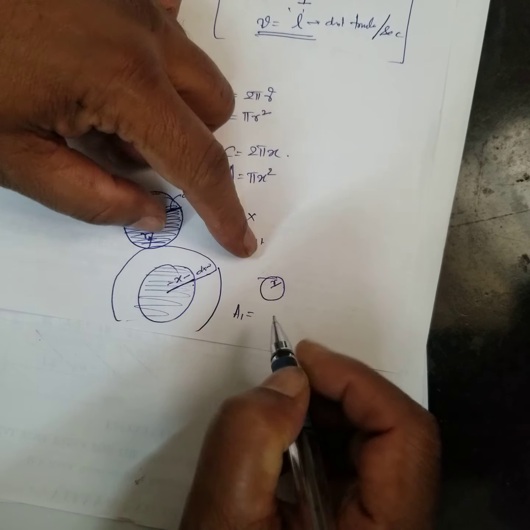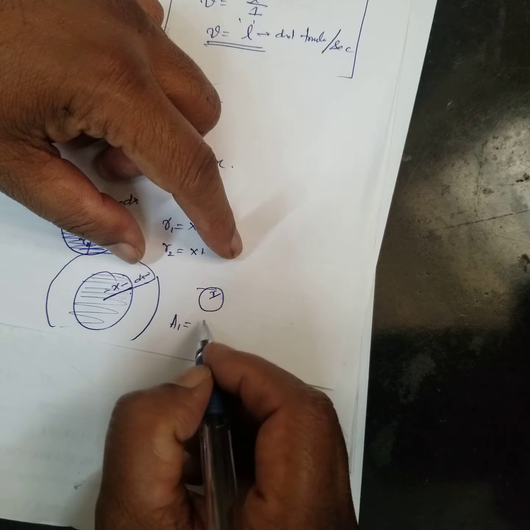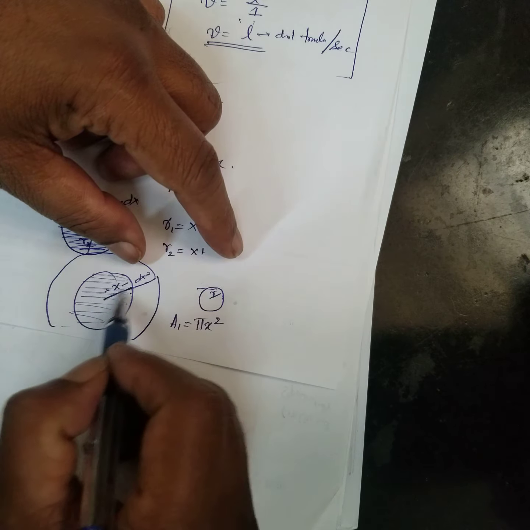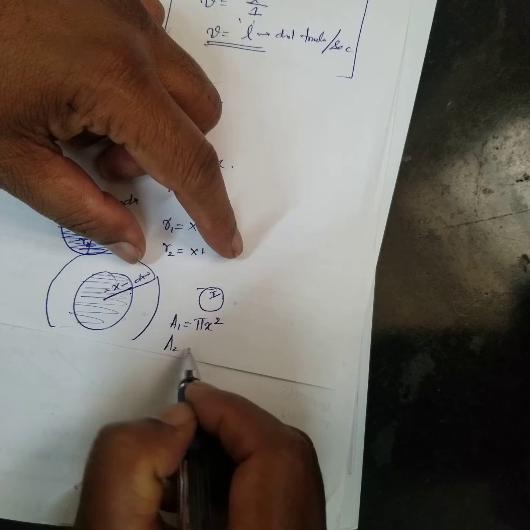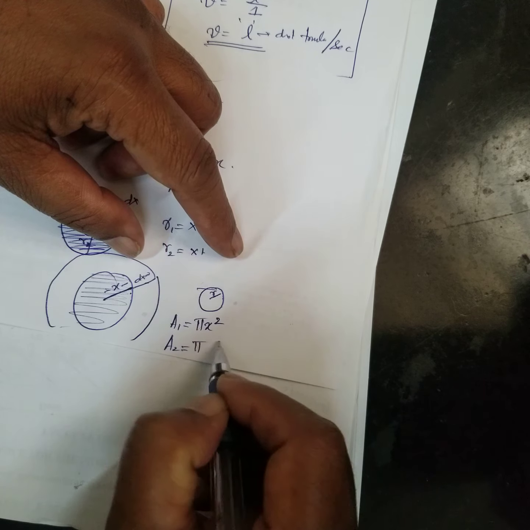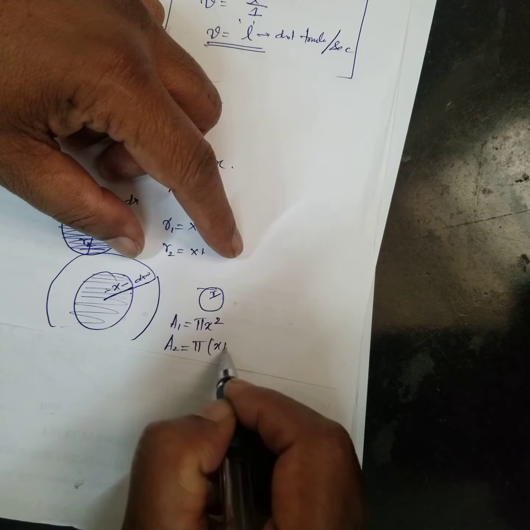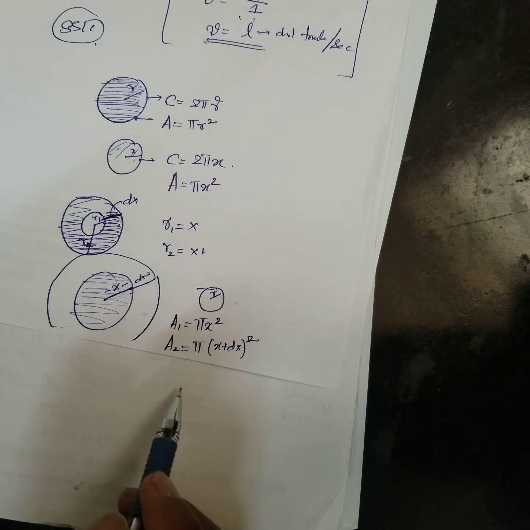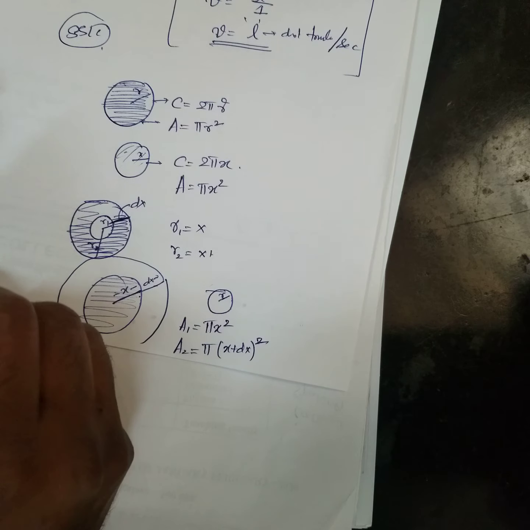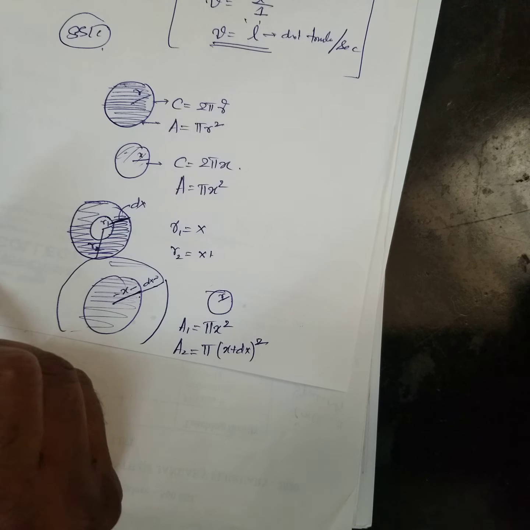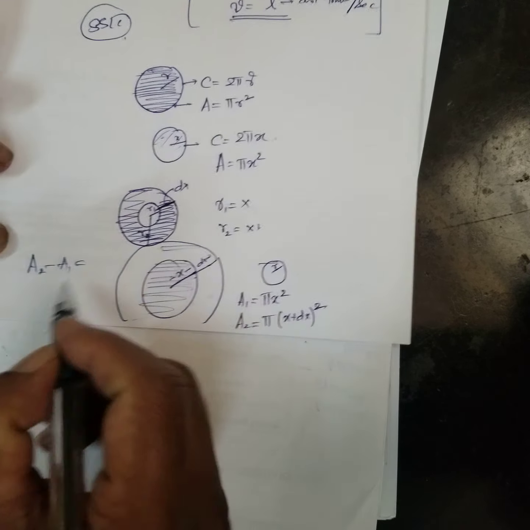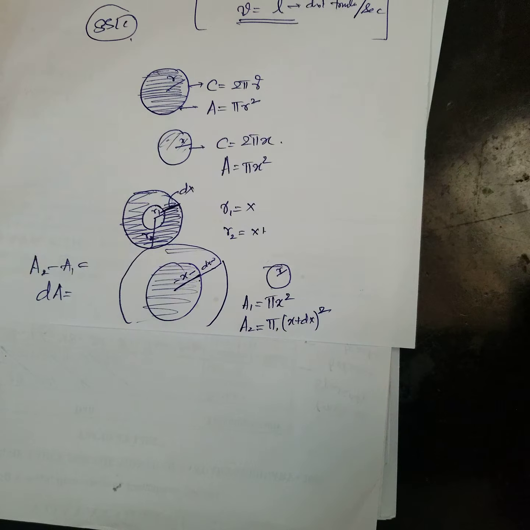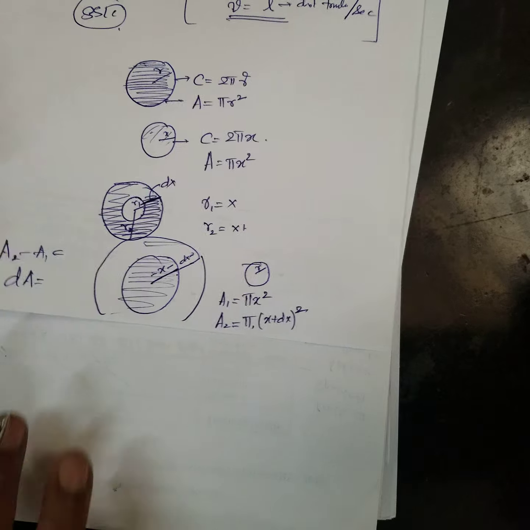Now, what is the area of each? A1 is equal to pi X square, where the radius is X. A2 is equal to pi times X plus dx the whole square. Now, what is the area in between? A2 minus A1 is equal to dA. That is this minus this. Same way for volume also.